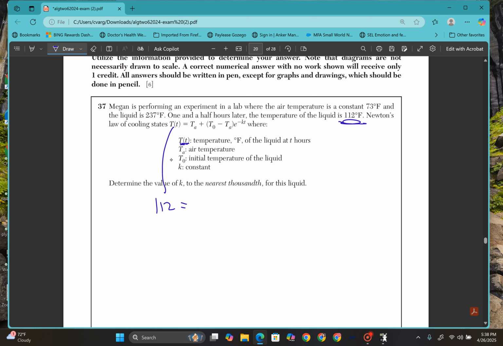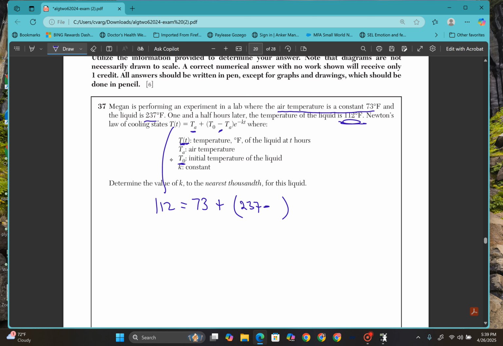Then our TA is the air temperature. And if we read that, it says the air temperature is at 73. So instead of this TA, I'm going to put in 73. Then I put a plus sign, and then I put parentheses. Then my T0 is my initial. So what is the initial temperature? The liquid is 237. So this right here is my initial. So I'm going to put my 237 here. Then there's a minus sign. So I'm going to put my minus sign.